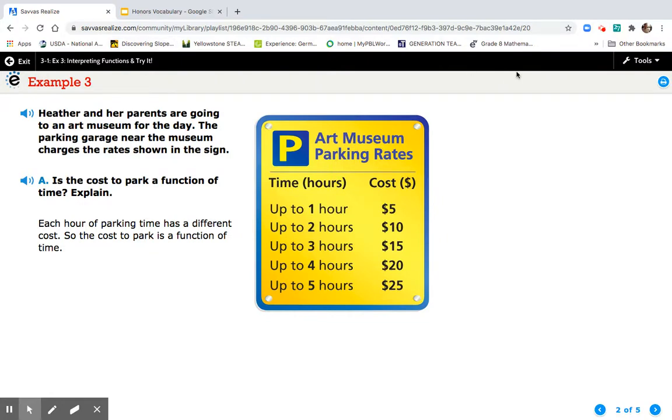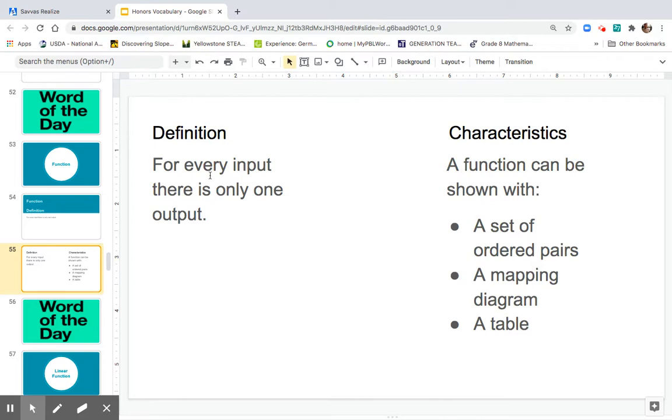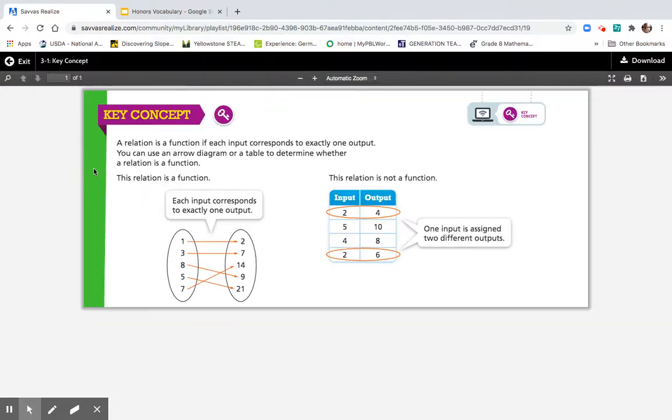This has been examples and non-examples of our word of the day, function. And we saw ordered pairs, mapping diagram, and a table. Just to summarize here, a relation is a function if each input corresponds to exactly one output. You can use an arrow diagram or a table to determine whether a relation is a function.